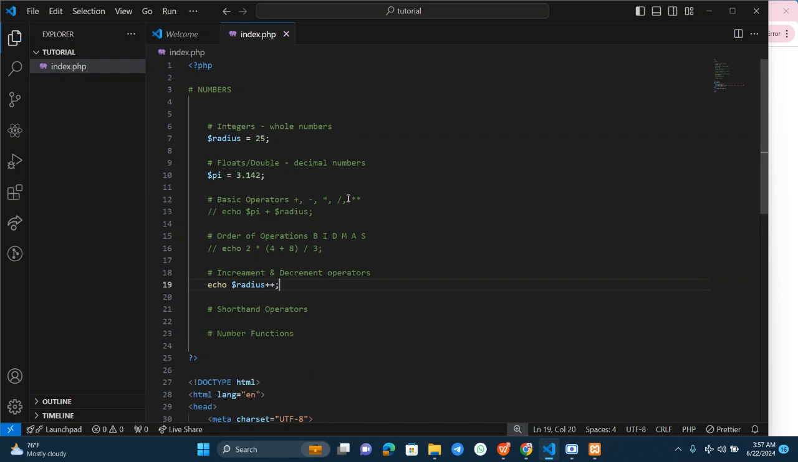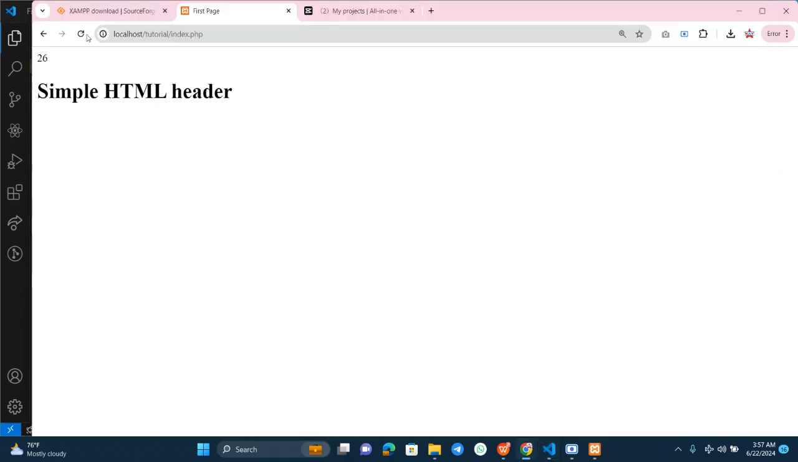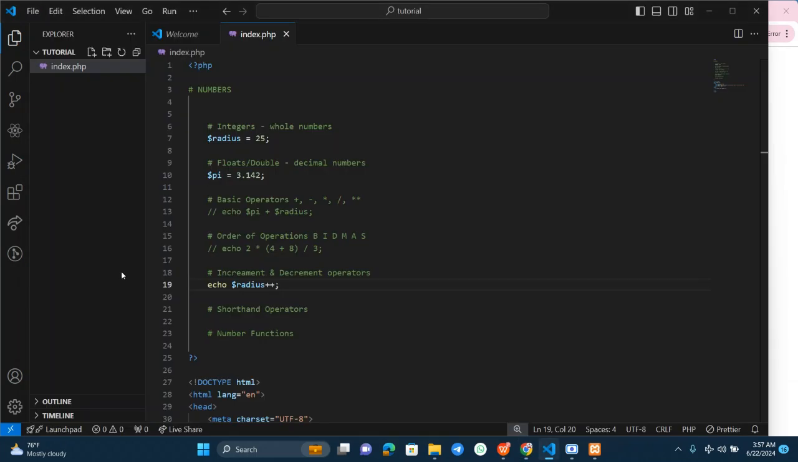Now take note of something. Our radius here is initially 25, and then I added these two plus signs. Let's see what is going to happen. I've saved it and now let me run. Can you see it's still giving me 25? There is a reason. This is still 25, and I asked it to echo radius, and this radius is being outputted as the exact same thing that it had before, 25, before adding one more to it.